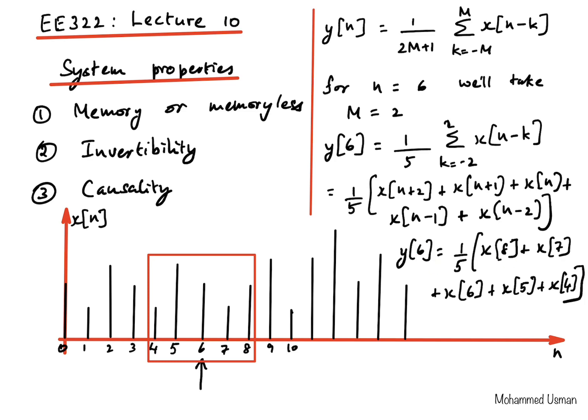So it depends on the input at n equal to 6, the past inputs which are 5 and 4, and also on the future inputs x of 7 and 8. Okay, so it appears that it is non-causal and therefore it cannot be physically realized, but this is implementable when we have this data already available with us.